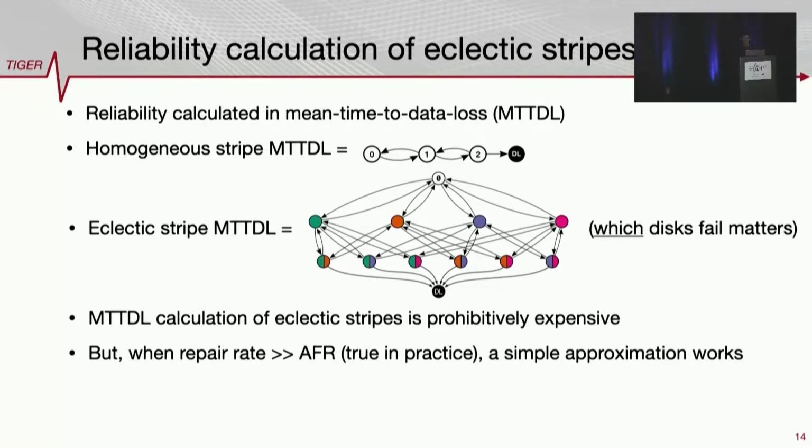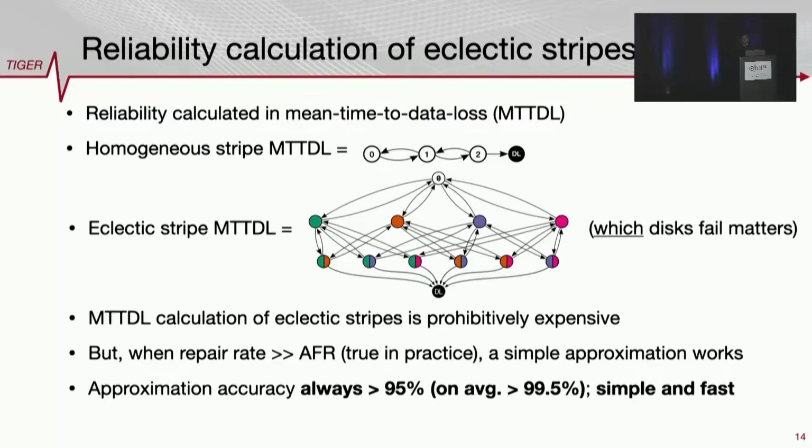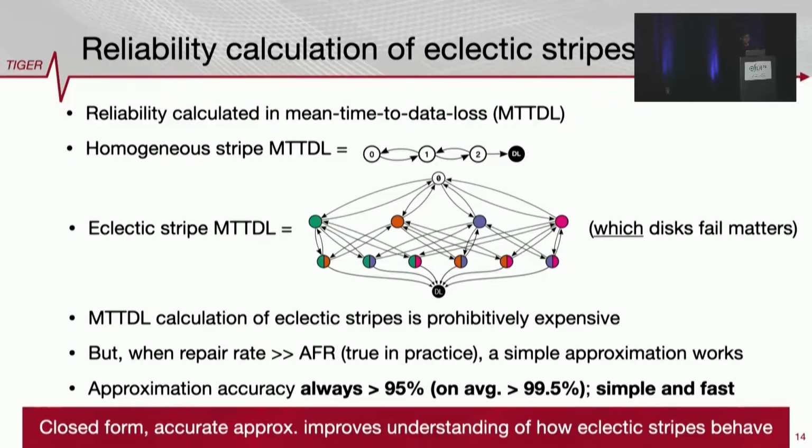Whenever the repair rate is much higher than the failure rate, which is true in practice, we have a very simple approximation that is highly accurate. It provides over 95% accuracy of the exact MTTDL, and on average over 99.5% accuracy, and importantly it is simple and fast. But most importantly, it is a closed form formula that allows us to interpret the reliability given by eclectic stripes much better. We can also conduct what-if experiments to understand what would happen to the reliability if I were to switch out these two low AFR disks with high AFR disks and so on.